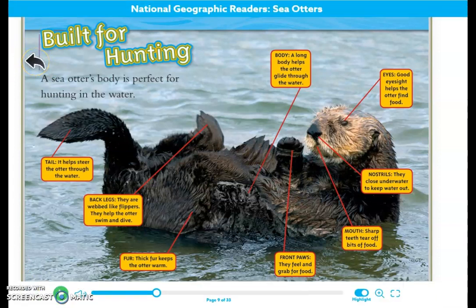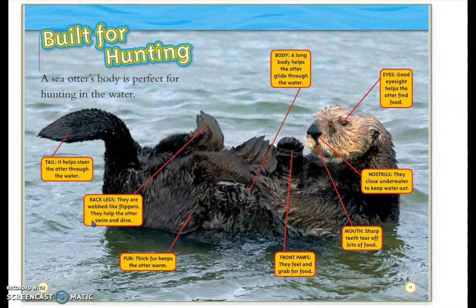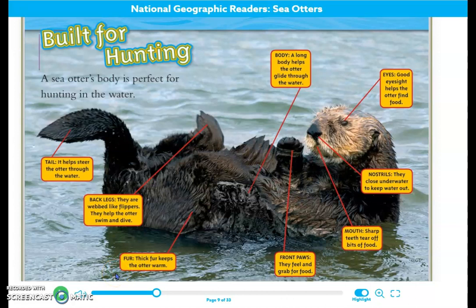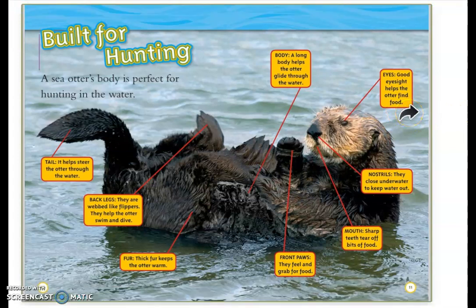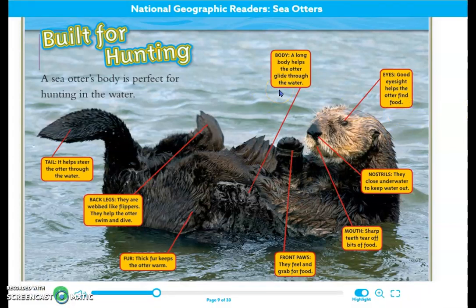Built for hunting. A sea otter's body is perfect for hunting in the water. Tail, it helps steer the otter through the water. Back legs, there are webbed-like flippers. They help the otter swim and dive. Fur, thick fur keeps the otter warm. Front paws, they feel and grab for food. The mouth, sharp teeth tear off bits of food. Nostrils, they close underwater to keep water out. And eyes, good eyesight helps the otter find food. A long body helps the otter glide through the water.